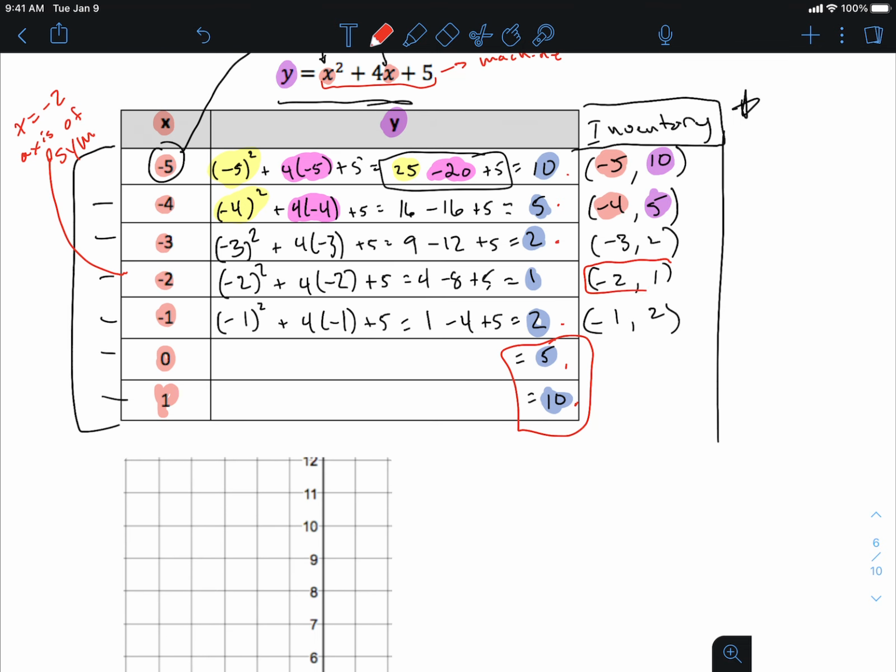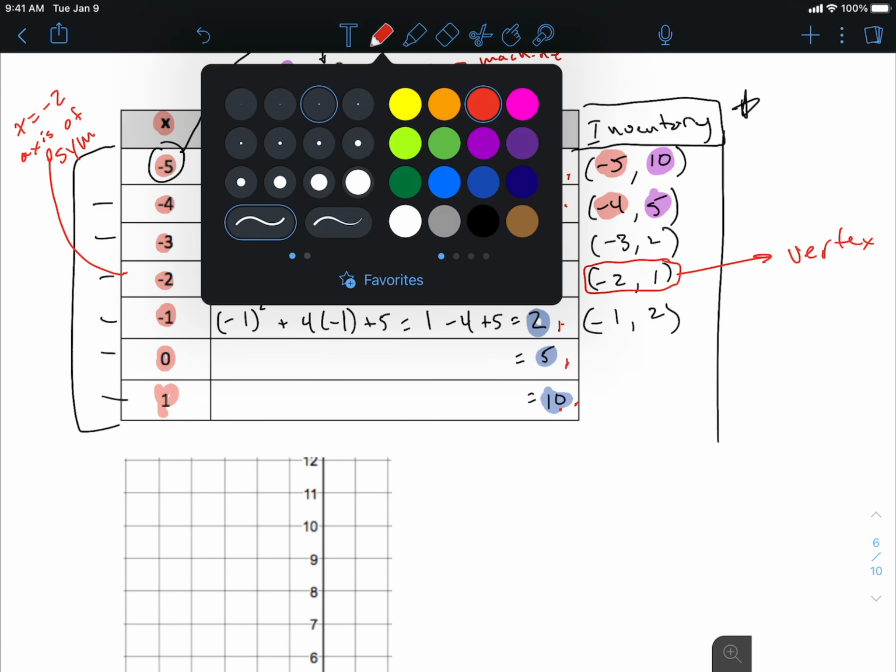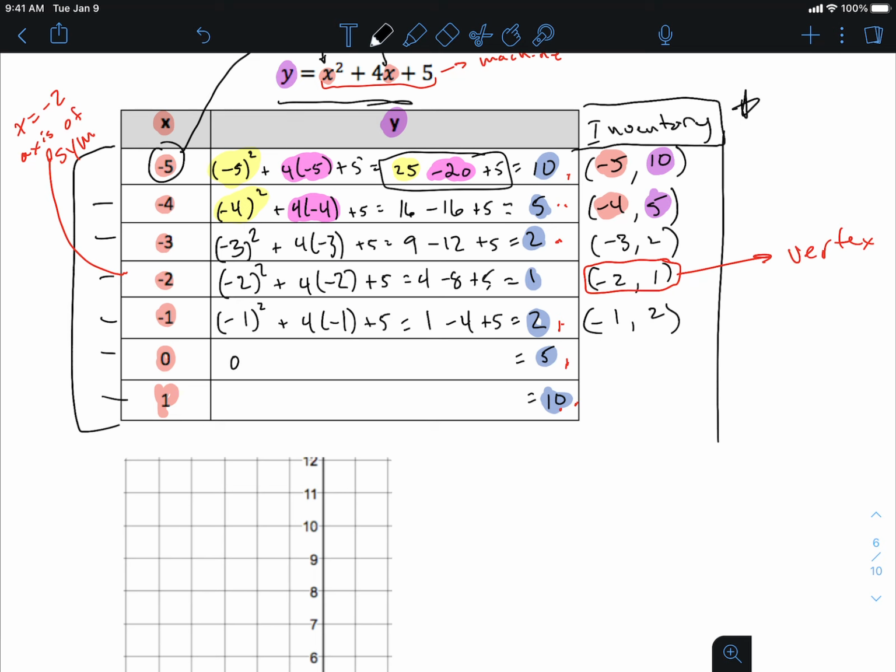This is your vertex. It's your vertex because it's splitting the graph in half. Okay? So let's do the math down here and make sure that we're right. 0 squared plus 4 times 0 plus 5. That looks like 0 plus 0 plus 5. Oh, it's 5. Very good.